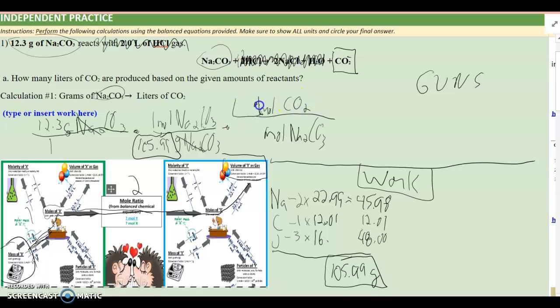And I have to fill in numbers right here. I get this from my balanced equation. All right, so how many moles is it telling me? There's no number, so 1. And for Na2CO3, there's no number, so 1.